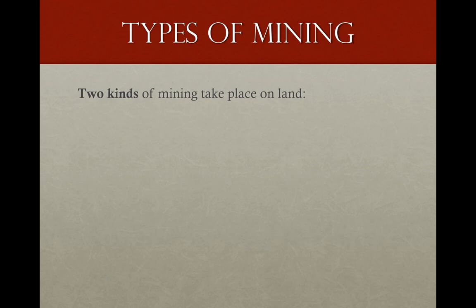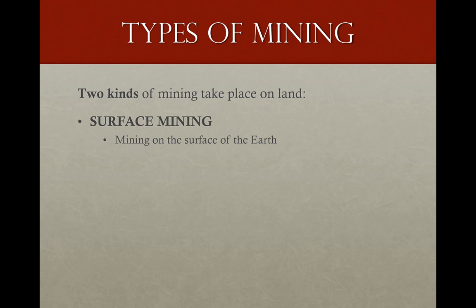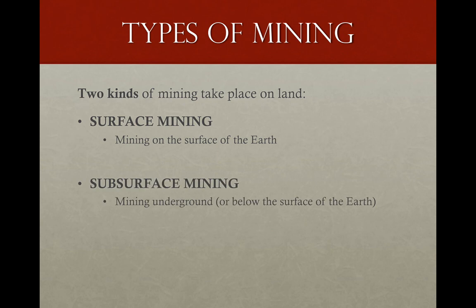So there's two types of mining. The first type is surface mining, and it's not a complicated vocab word. It just means mining on the surface of the earth. So mining on the top layer of the earth. The second word is subsurface mining. Sub, if you think of a submarine, means to go below. So subsurface mining means you're going underground, so mining below the surface of the earth.